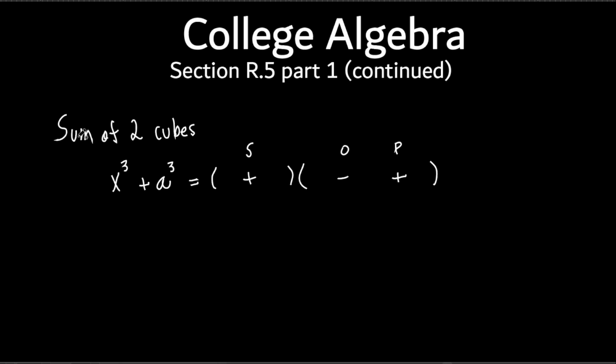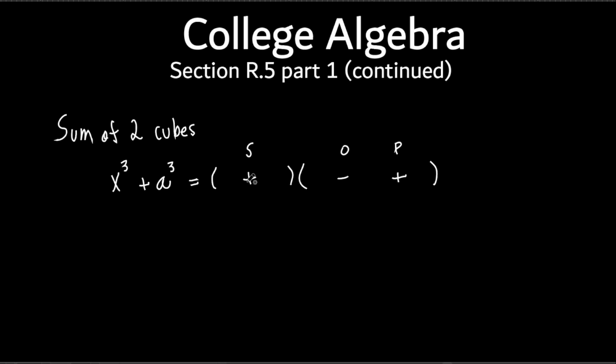The same is going to be true when I have the difference of two cubes. So if I have the difference of two cubes, what is this sign going to be? It's going to be minus because it's the same as the difference, right? This will be plus, and this will be plus. So if you can remember same, opposite, positive, I don't know why, that's just how I remember it.